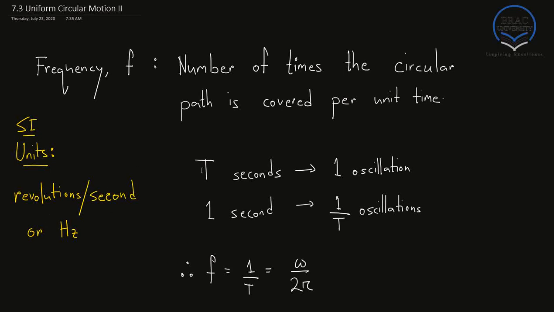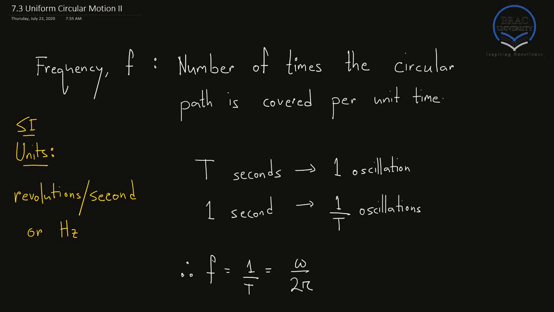So let's try to relate frequency with time period. If time period is measured in seconds, then in T seconds, by definition of time period, you have one oscillation, because time period is the amount of time required to cover one oscillation. Then just by the unitary method, you know that every second there are 1 by T oscillations, but frequency is by definition the number of oscillations per second. So f equals 1 by T, and because T was 2 pi by omega, f is omega by 2 pi.